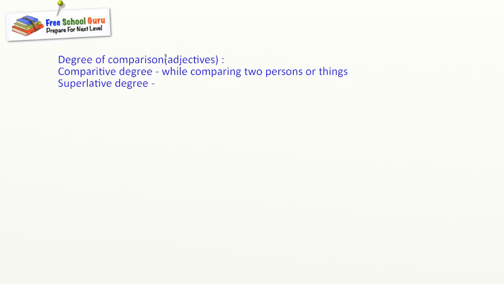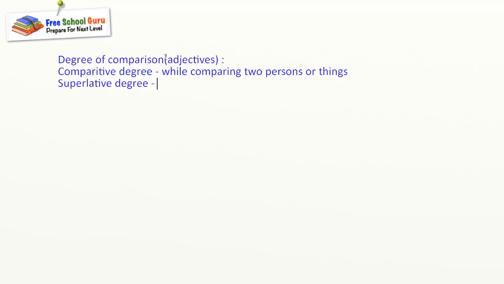Mike is richer than John. So we are comparing two persons, and we're telling one of them is richer than the other. So this is comparative degree. It's a comparison. So we can say Pia is prettier than her cousin, right? So again, we are comparing two people, Pia and her cousin.